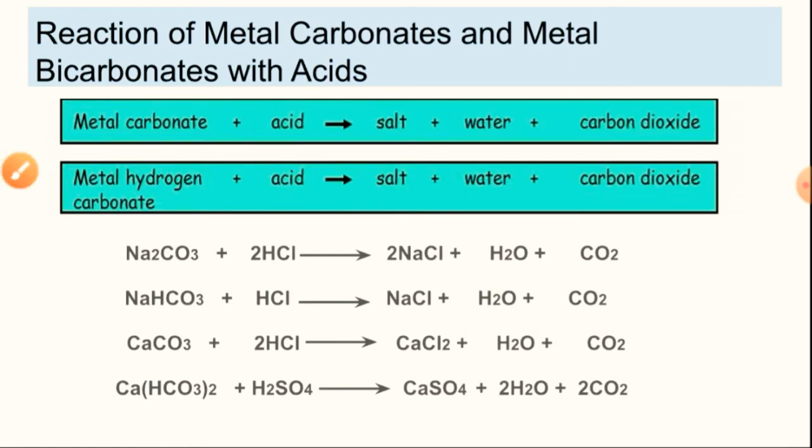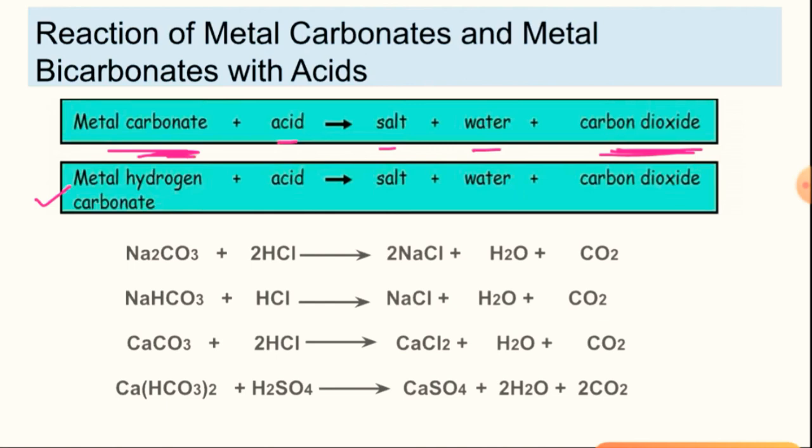Whenever a metal carbonate reacts with acid, it forms salt, water, and carbon dioxide. This is the basic nature, or you could say the formula of this reaction. So you have to learn the formulas of the reaction, then it will become very easy for you to write down the reactions. It's not only that metal carbonates form salt, water and carbon dioxide. Metal hydrogen carbonates, when they react with acid, also produce the same products: salt, water and carbon dioxide. So you just need to remember that carbon dioxide is produced whenever a carbonate reacts with an acid.